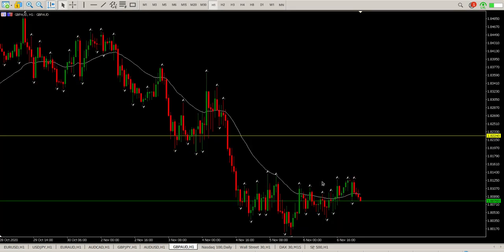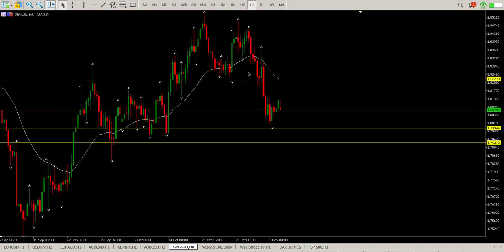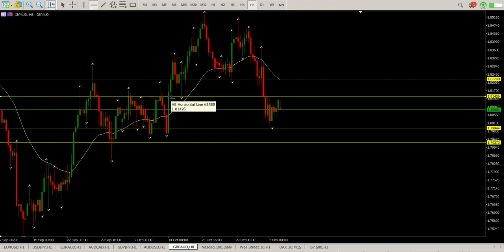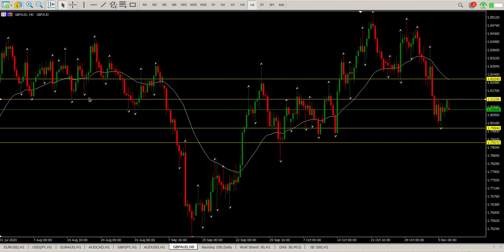Okay, British pound, Aussie dollar. This one is pretty much going sideways, and that's an hour. Let's just get to 8 hour. So the 8 hour trend is down, and then we're pretty much going sideways at the moment. So still range bound. I can't even pick up a decent level here. Okay, there's one.